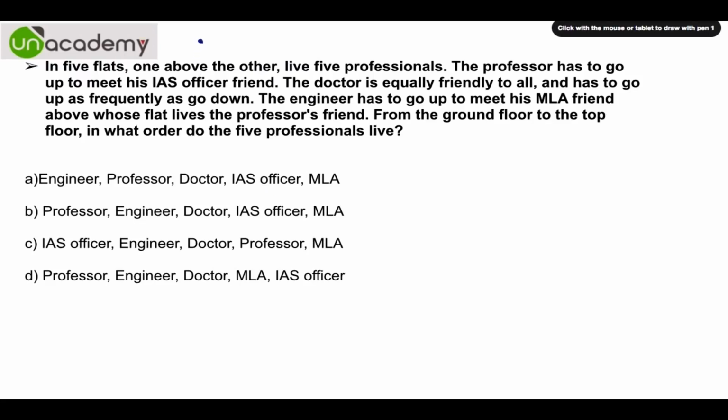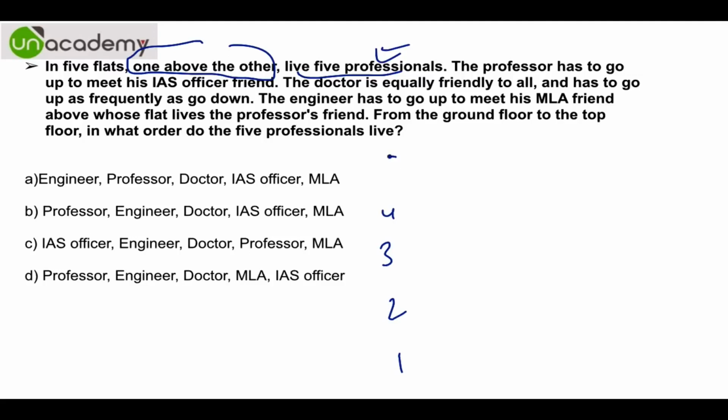Then, in 5 flats, one above the other, live 5 professionals. So they are one above the other. The professor has to go up to meet his IAS friend. So let's assume this is first floor, second floor, third floor, fourth floor, fifth floor. So obviously IAS is above and the professor is below. The doctor is equally friendly to all and has to go up as frequently as down.